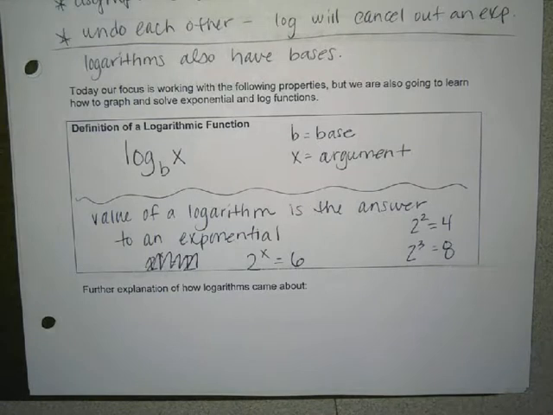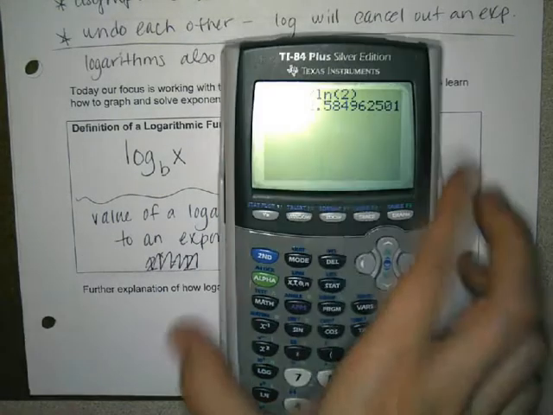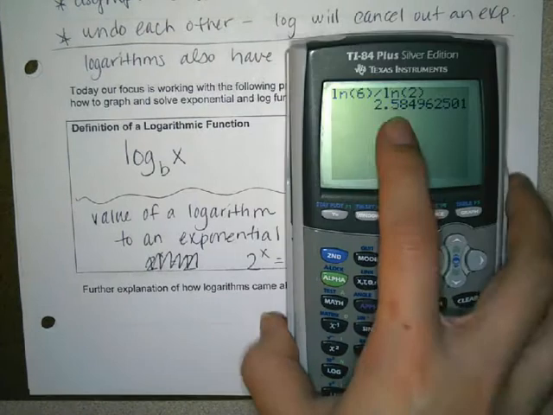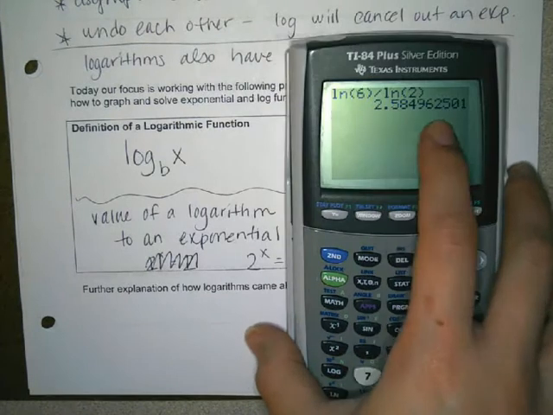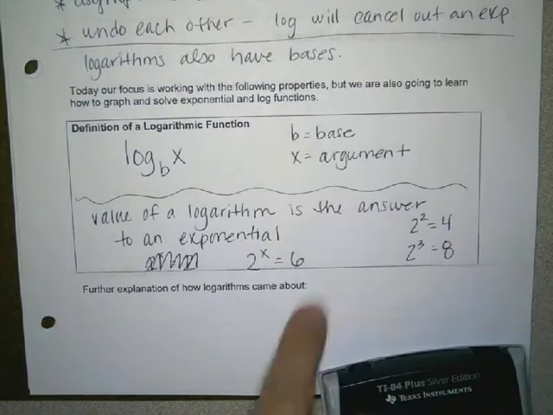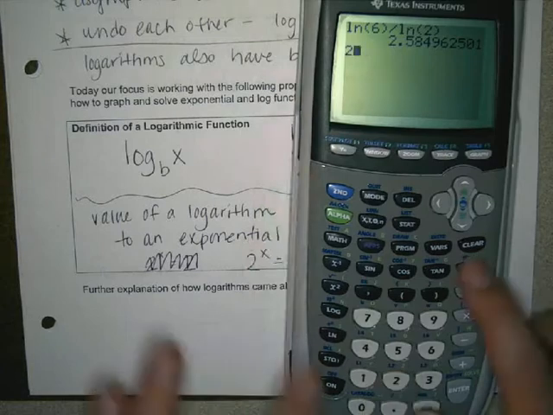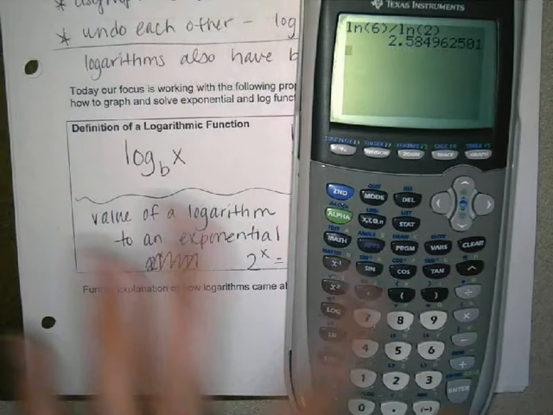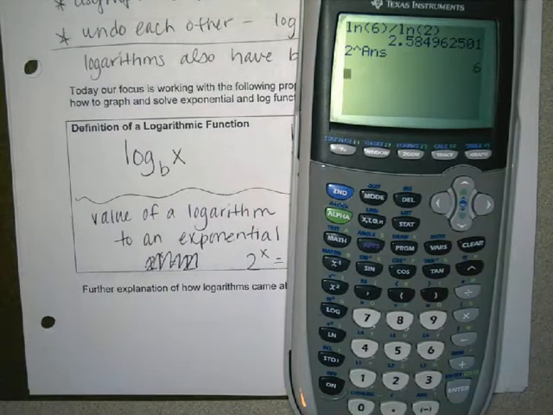So remember, eventually you'll know how to do this on the calculator, but that would have to be what the power was, that 2.584, it goes on forever and ever. That would have to be the power that x would have to be in order to get a value of 6. So if I took 2 and raised it to that entry, I get the value of 6.